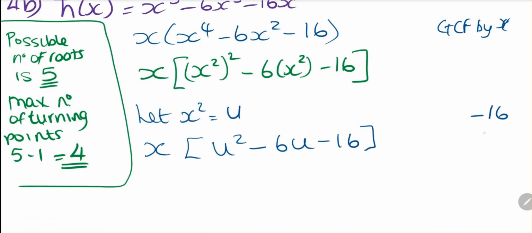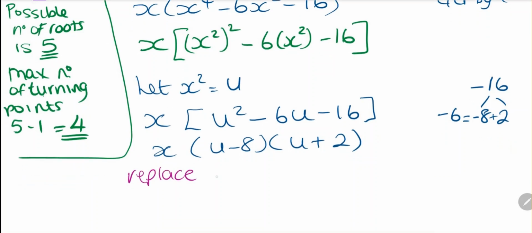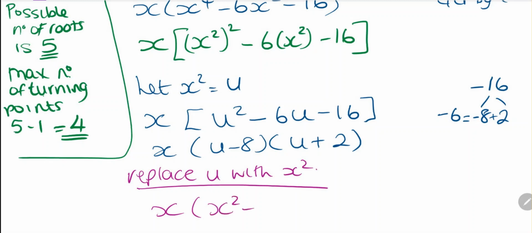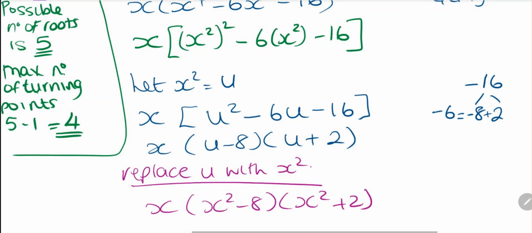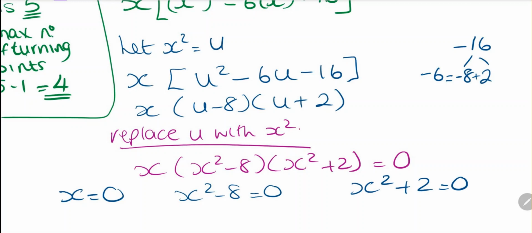So we're looking for factors of minus 16 that will give us minus 6. So that's going to be 8 and 2, and it's going to be minus 8 and plus 2. So this will be u minus 8 and u plus 2. So now I'm going to replace u with x squared. So this will leave me with x squared minus 8 and x squared plus 2. So we're going to make this equal to 0. So we have x is equal to 0, x squared minus 8 is equal to 0, and x squared plus 2 is equal to 0.